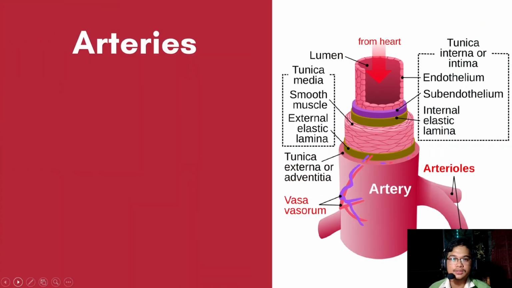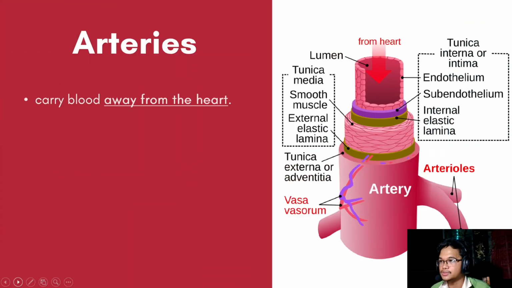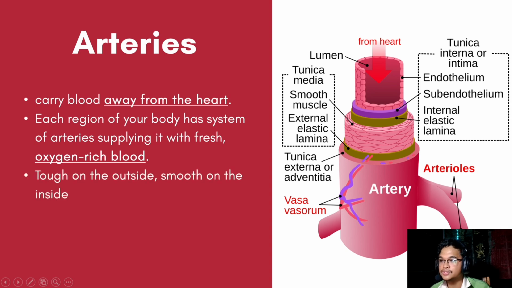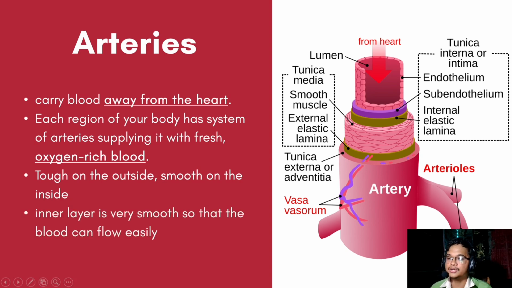Okay, so first we'll delve into the arteries. The arteries' function is to carry blood away from the heart. Each region of your body has a system of arteries supplying it with fresh, oxygen-rich blood from the lungs. It's tough on the outside and smooth on the inside so that blood can flow freely through it. The inner layer is very smooth so that the blood can flow easily.